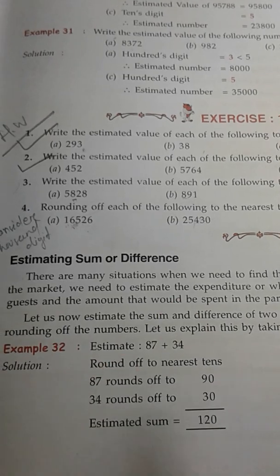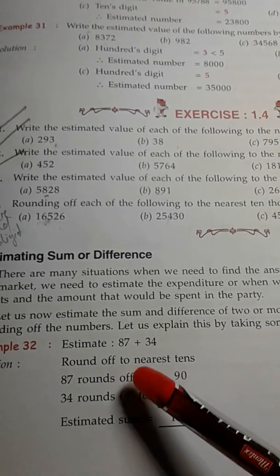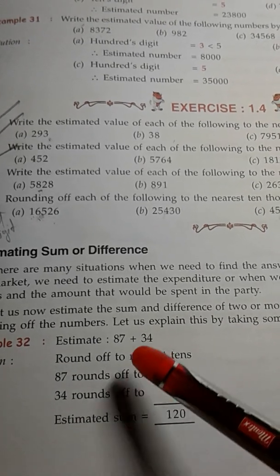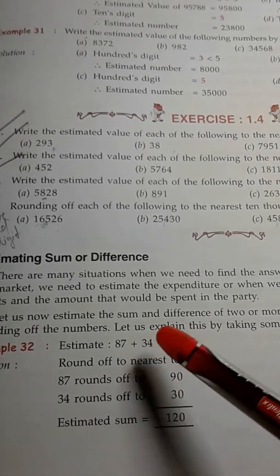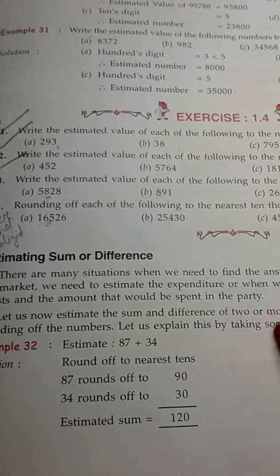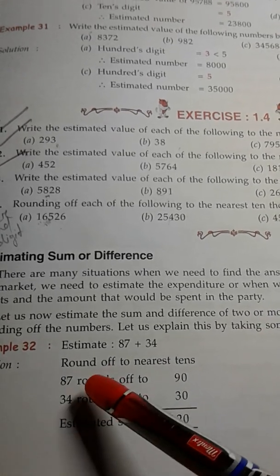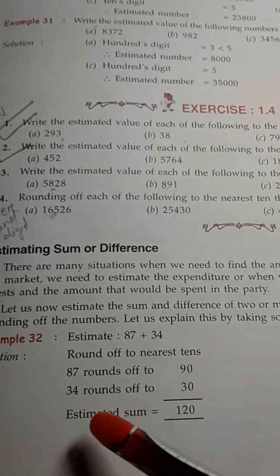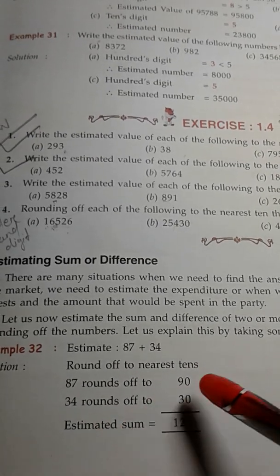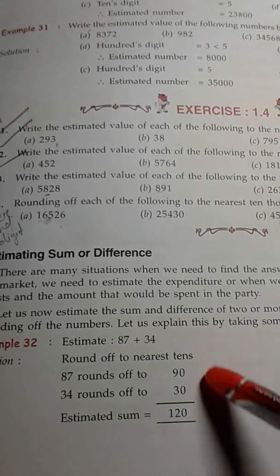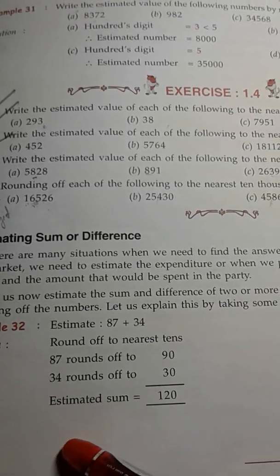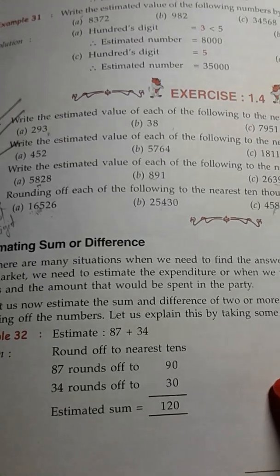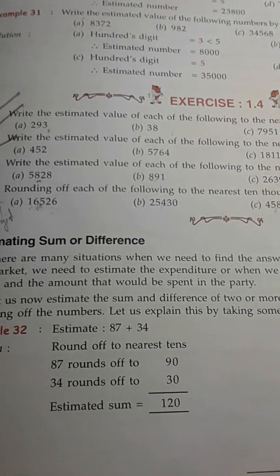Example 32. Estimate 87 plus 34. So children, first you convert 87 and 34 to the estimated numbers. Like this you write: 87 rounds up to 90, then 34 rounds down to 30. Then simply do the addition. Then you write the estimated sum. Okay. Let's turn the page.